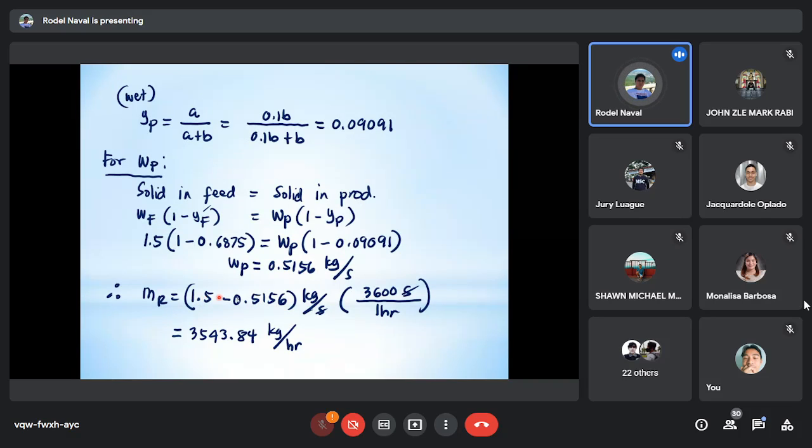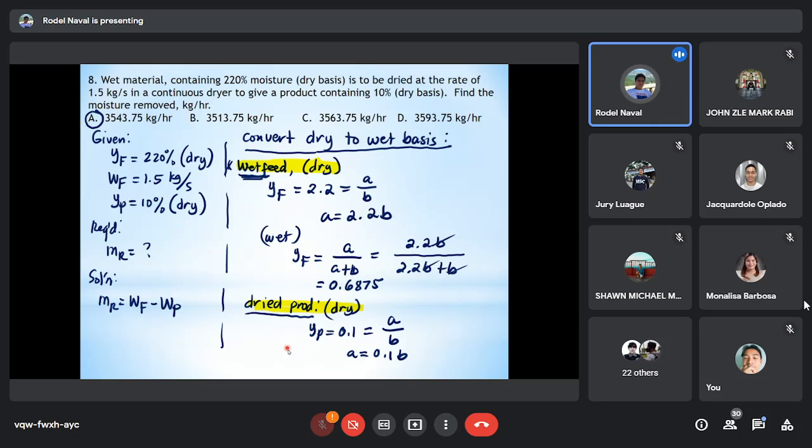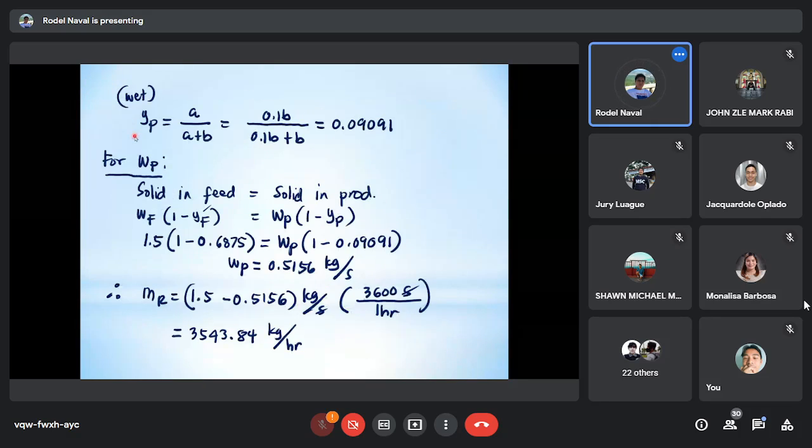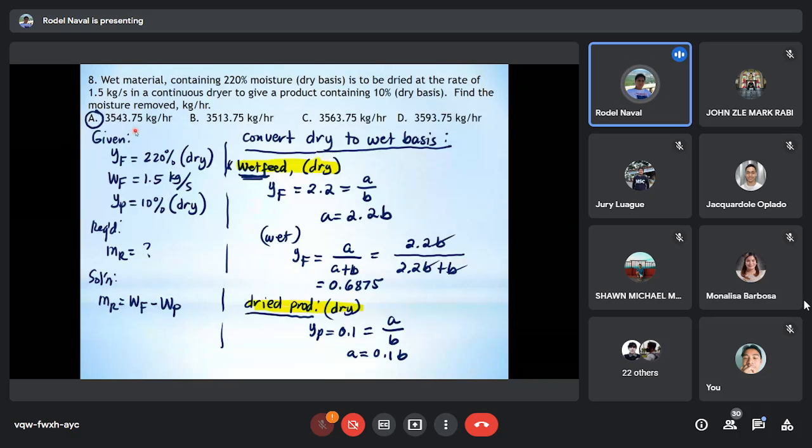Feed is 1.5, product 0.5156 kilogram per second. Convert to hours, times 3,600 per hour. So cancel seconds, we have 3,543.84 kilograms per hour. So that is the answer.